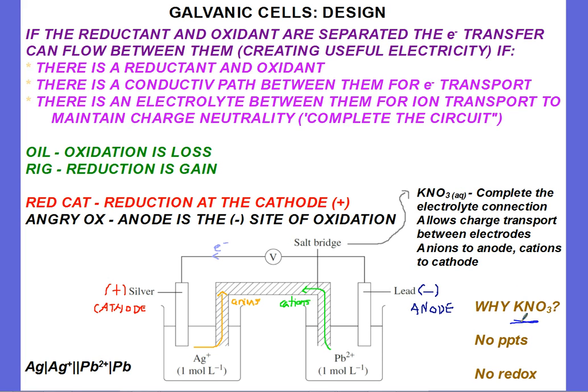But why choose potassium nitrate? It's because potassium and nitrate form no precipitates, therefore they won't clog up the salt bridge. You'll always have ions in solution ready to conduct electricity, and they don't undergo redox reactions either, therefore they're not going to interfere with the operation of the cell. And don't forget, you can write these cells in shorthand. There's the example of the shorthand for this particular cell.